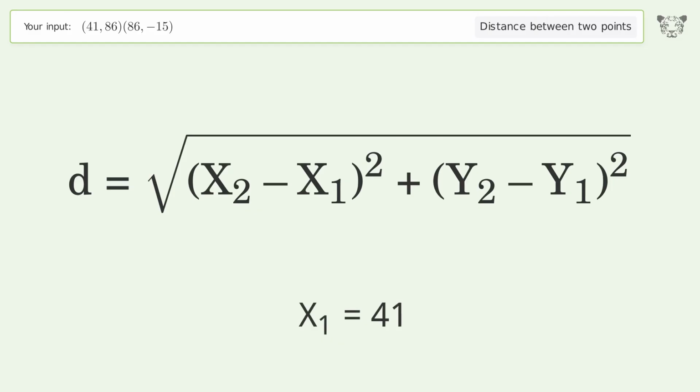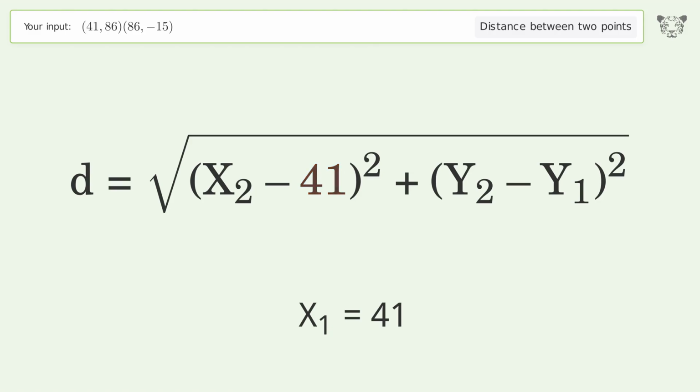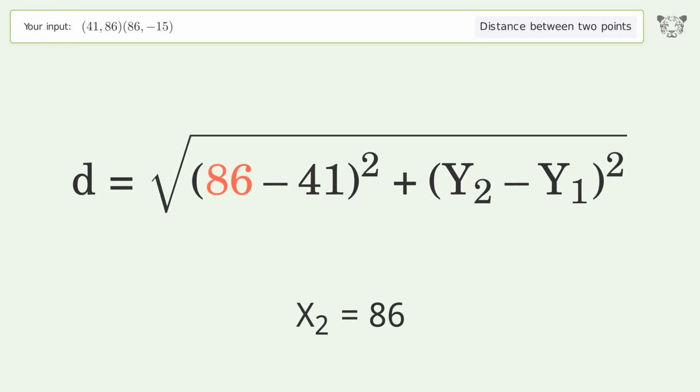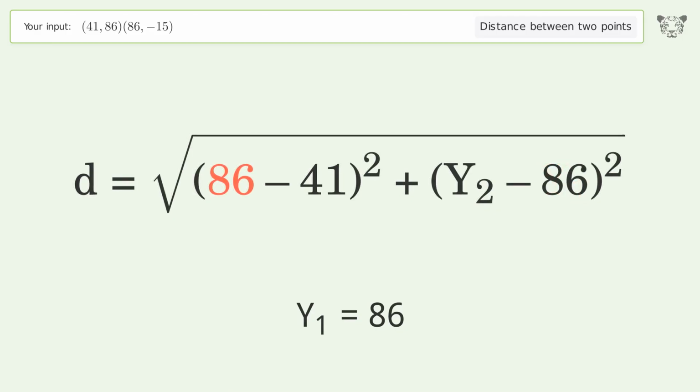x1 equals 41. x2 equals 86. y1 equals 86. y2 equals -15.